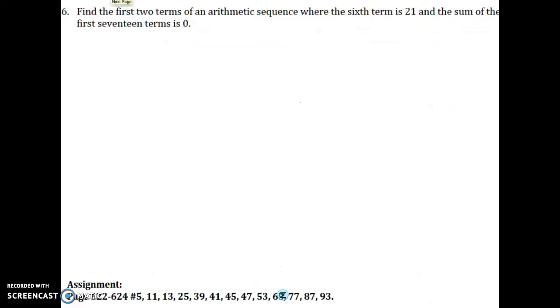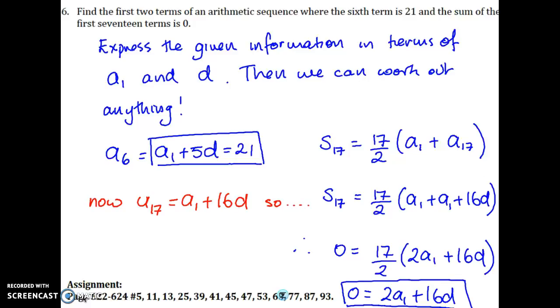On to the final example for today. We want to go ahead and find the first 2 terms of an arithmetic sequence where the 6th term is 21 and the sum of the first 17 terms is 0. Let me give you a moment to have a go. So hopefully you realize you need to express all the given information in terms of the first term and the common difference, and you've gone ahead and you've built 2 equations with 2 unknowns. Let me give you a moment to take a quick look and then go ahead and solve the system.